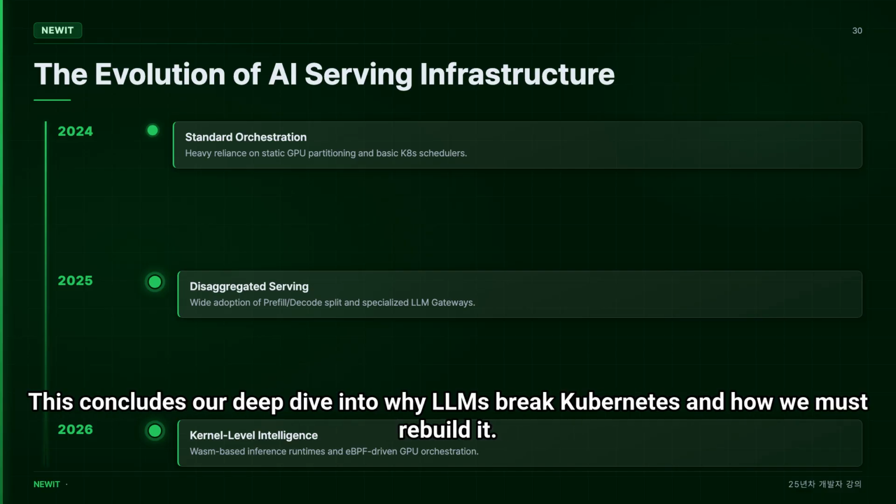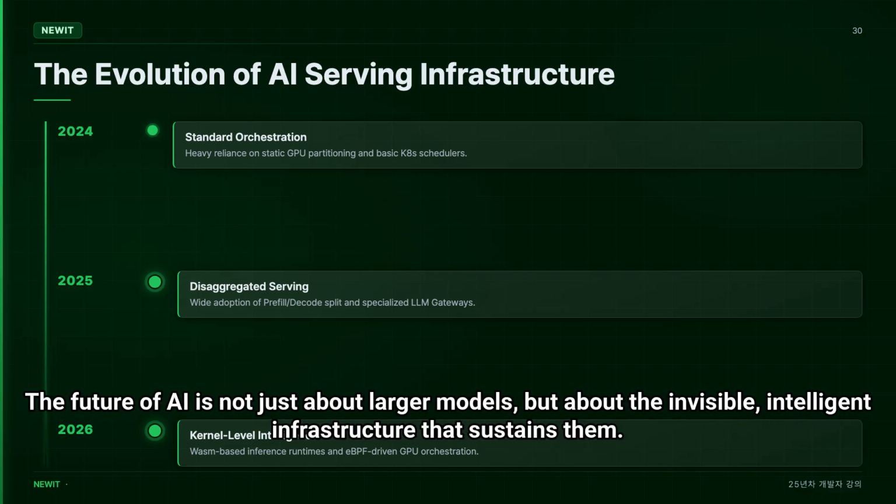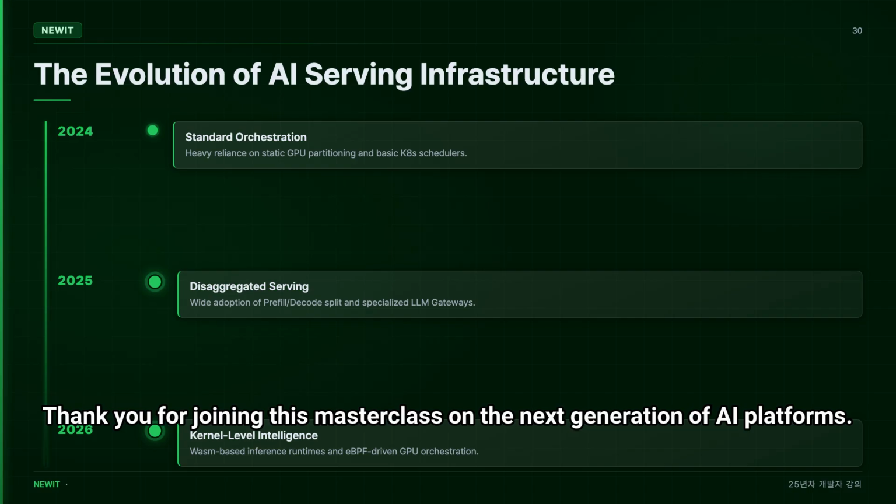This concludes our deep dive into why LLMs break Kubernetes and how we must rebuild it. The future of AI is not just about larger models, but about the invisible, intelligent infrastructure that sustains them. Thank you for joining this masterclass on the next generation of AI platforms.